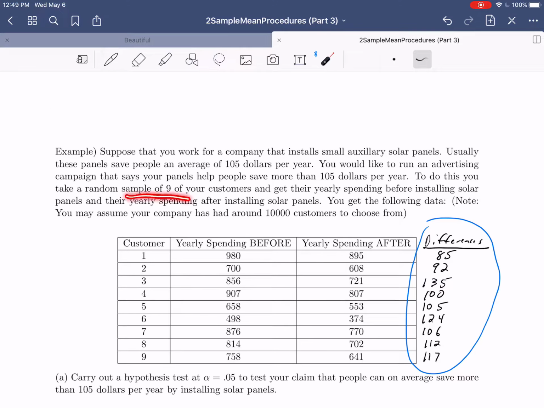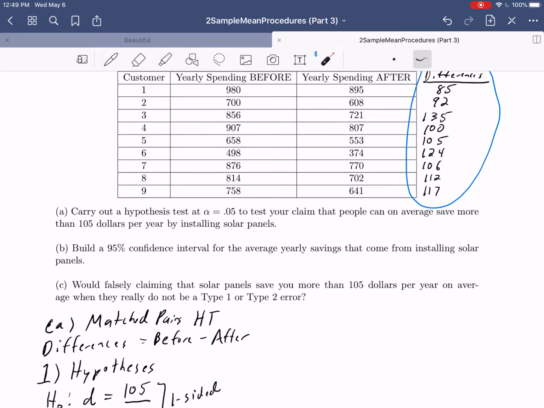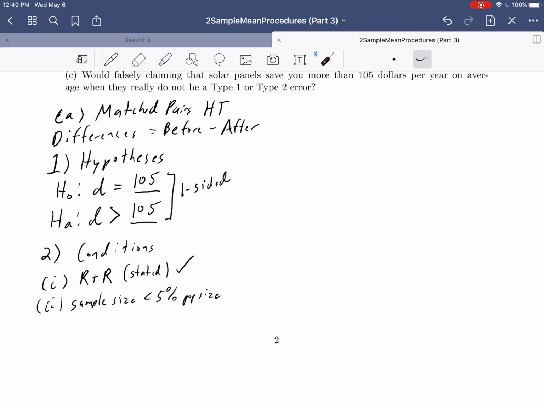Sample size, we know we took a sample of 9 customers, so we have a sample size of 9. And notice that there's a note here that tells us that we had around 10,000 customers to choose from, so that would be our population size. So we can actually check that. We can say n equals 9, and we can check, is that less than 0.05 times 10,000? Well, 0.05 times 10,000 is 500, and 9 is less than 500, so we're all good there.